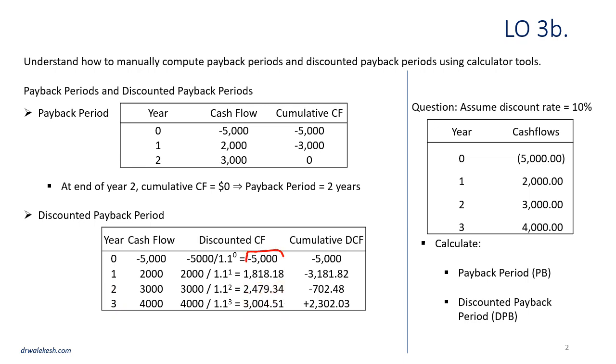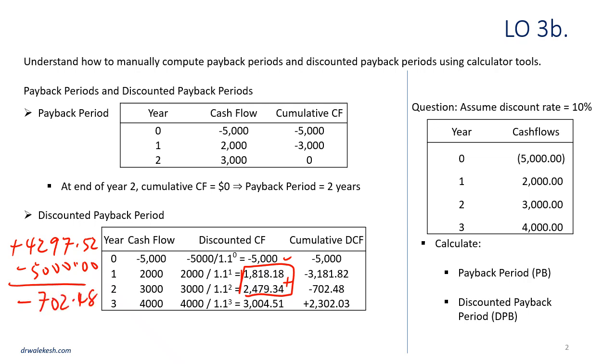We want to recover this 5,000 back. If you add these two together, what do we have? Do we have all our money recovered? Let's see. Adding these two together, I have positive 4,297.52. 5,000 was invested in year 0. So we still have negative 702.48 left, and that amount can be recovered between the end of year 2 and the end of year 3.